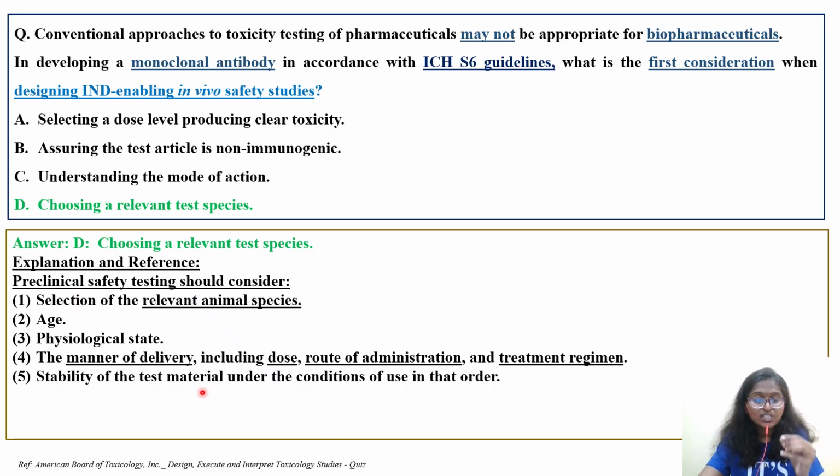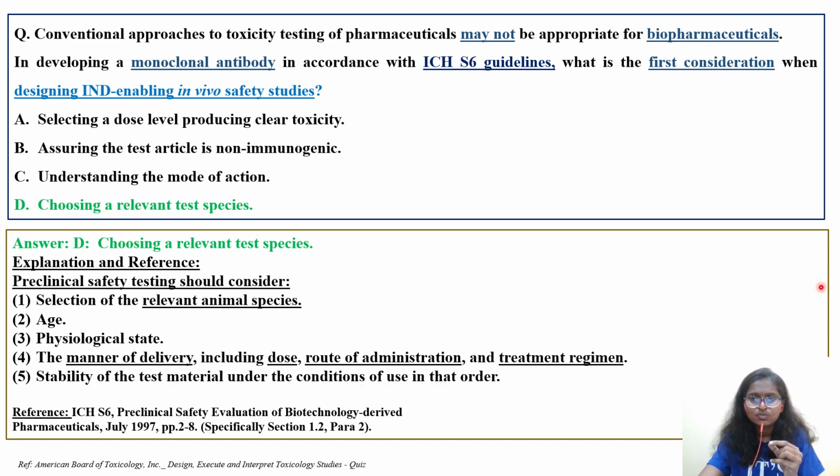That is what I'm saying, that stability of the test material under the conditions of use is very important. And for this particular question, please go back and read the ICH S6 guideline in detail. This S6 guideline covers preclinical safety evaluation of biotechnology derived pharmaceuticals, okay. Specifically, go back and check section 1.2, paragraph 2. This question is taken from the American Board of Toxicology. As I said, they have a series of 50 questions. This particular question is from that set.